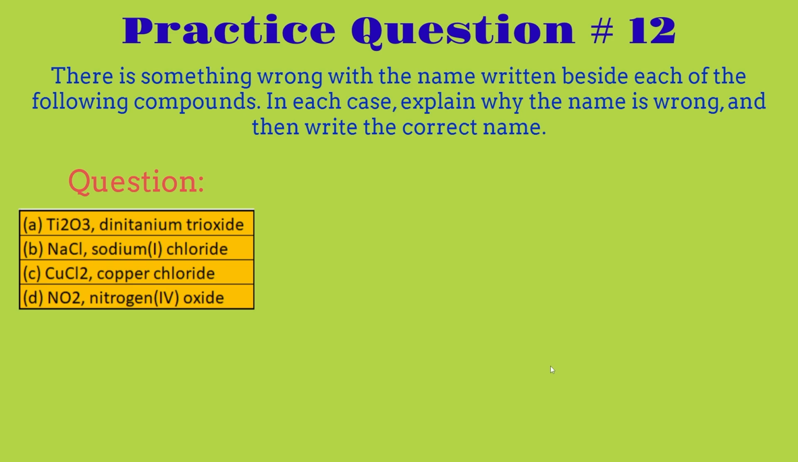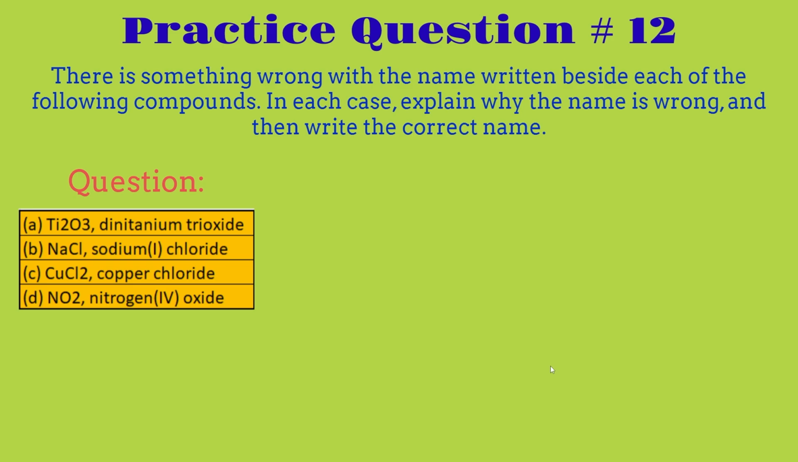The question is, there is something wrong with the name written beside each of the following compounds, and in each case explain why the name is wrong and then write the correct name. So basically, the formula is right for all of these. It's just the name that is wrong, so we need to fix the name.